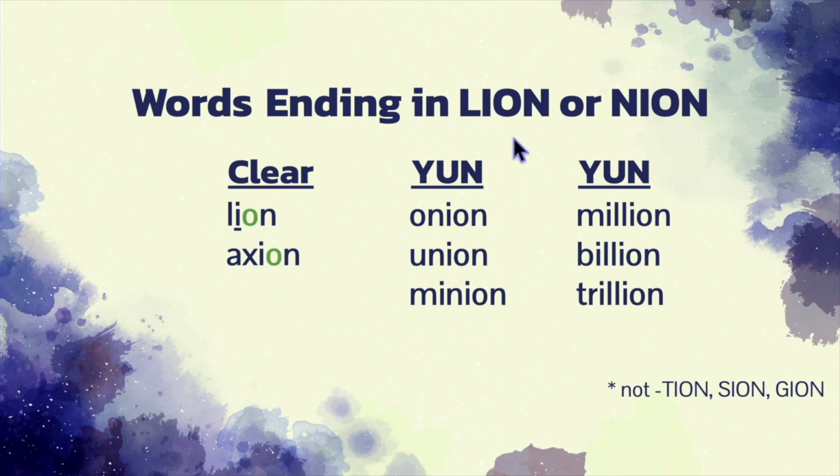When you have a word ending in L-I-O-N, so not the word lion, but these are the last 4 letters, or ending in N-I-O-N, it sounds more like yun, like onion, union, minion, million, billion, and trillion. Notice that in these words, there's no clear sound from the I. Instead, the N or the L in front of it changes the I to sound more like a Y.